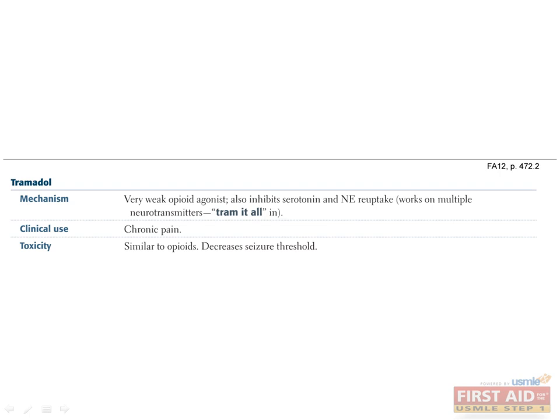Tramadol is another opioid agonist, but it acts on other receptors as well. It inhibits serotonin and norepinephrine reuptake, meaning that it enhances the effect of those neurotransmitters. You can think of it as causing more serotonin and norepinephrine to exist at the synaptic cleft. Tramadol is used for chronic pain syndromes, and it has a similar side effect profile to opioids. One important thing to note for tramadol is that it does lower the seizure threshold. So in patients who may have a propensity for seizures, tramadol may push them over the edge.